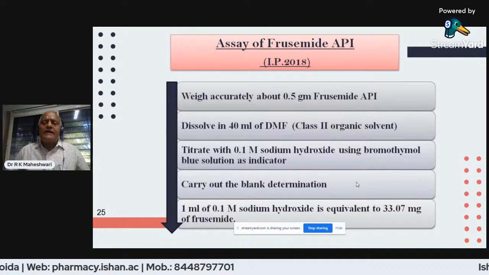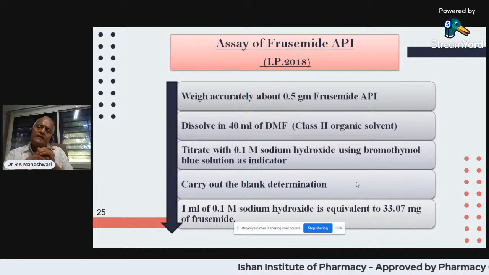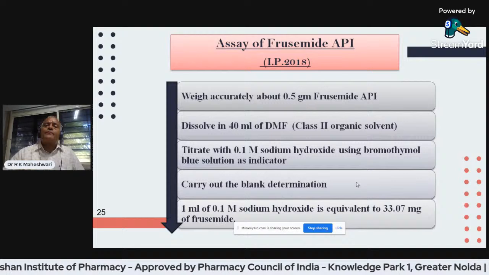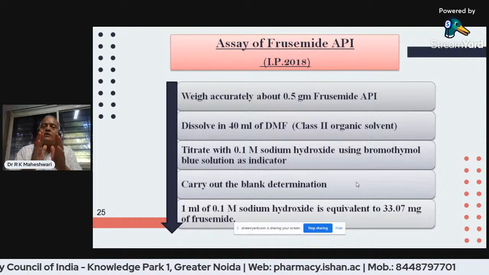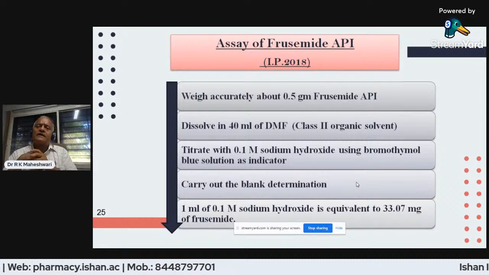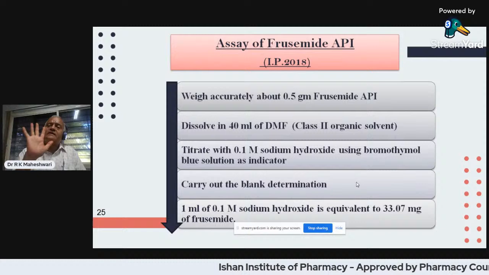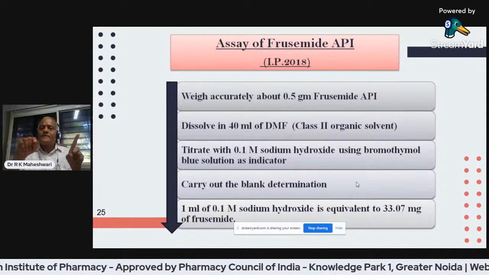Now here I would like to explain one thing. This class 3 organic solvent, which could not be employed due to the limited solubility of furosemide, you can potentiate the solvent power of this ethanol to act as a class 2 organic solvent. I have used a 15% weight by volume solution of niacinamide in ethanol. The solubility of furosemide is about 5%. In ethanol alone, 1.7%. In 15% niacinamide in ethanol, 5% solubility.